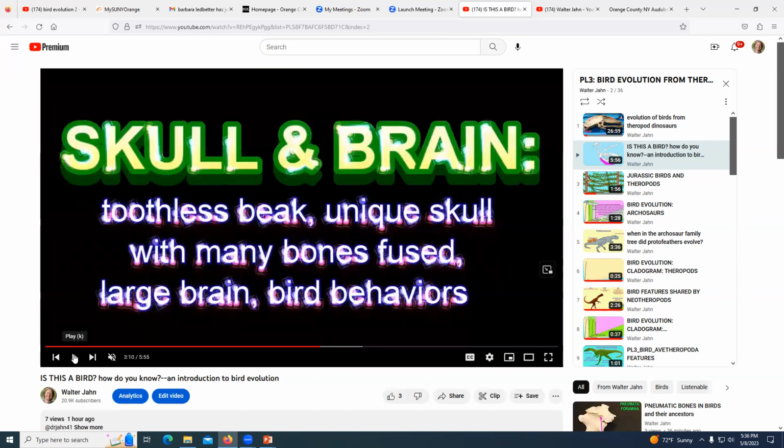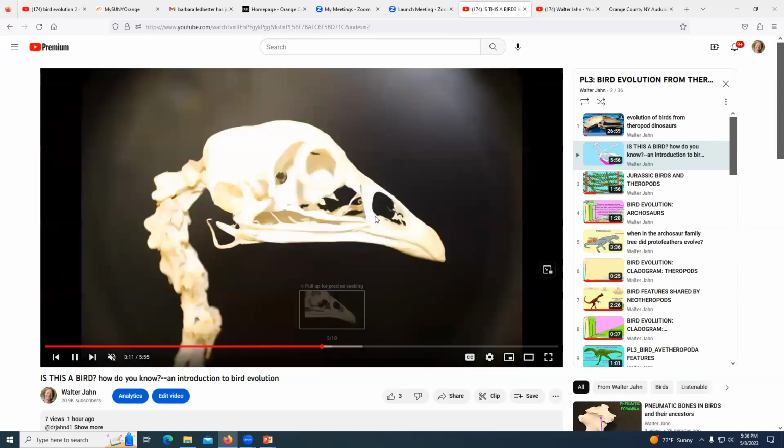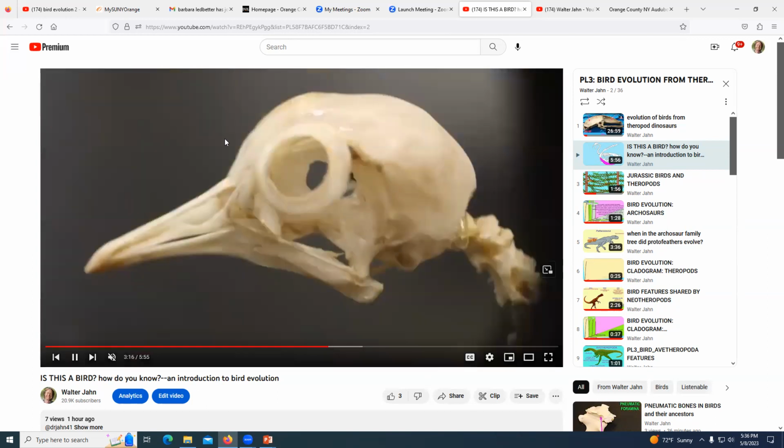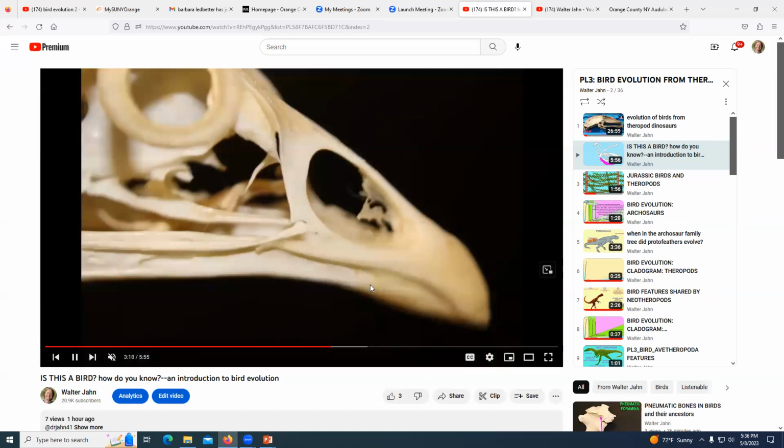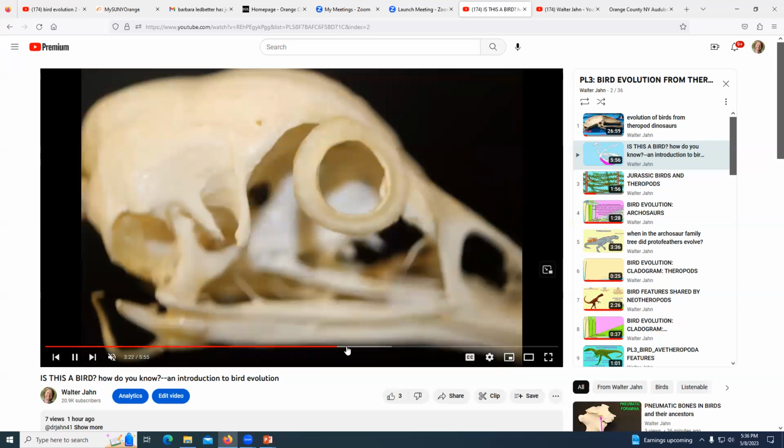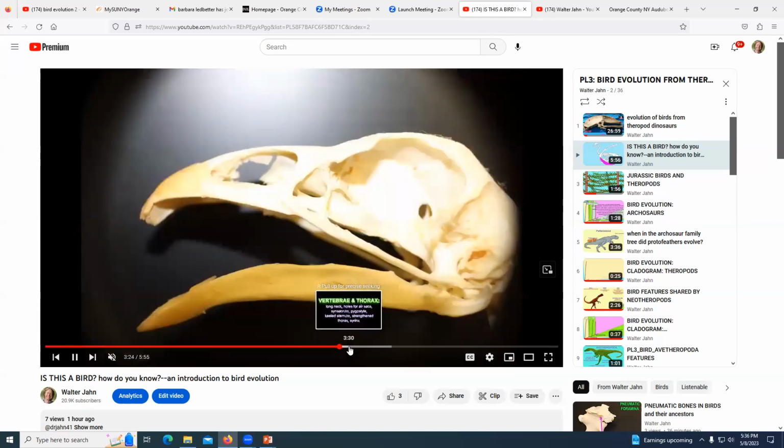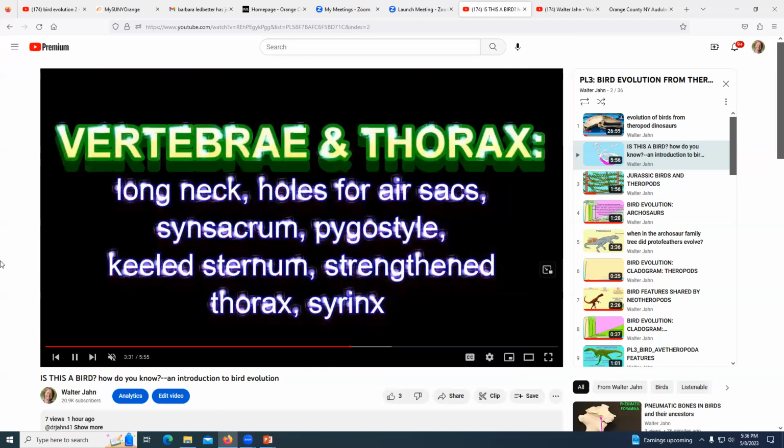Their skull is neat. They've got holes in their skull in unique places. Lots of bones have stuck together. They've got a ring around their eyes. They have a toothless beak. We could go on. Their skull is neat. Their brain is really big. Birds are very smart for their body size.